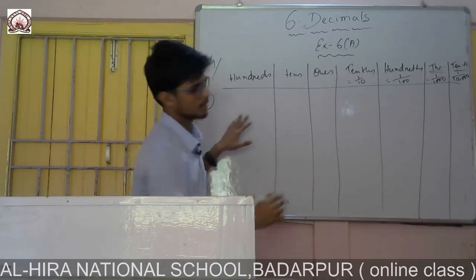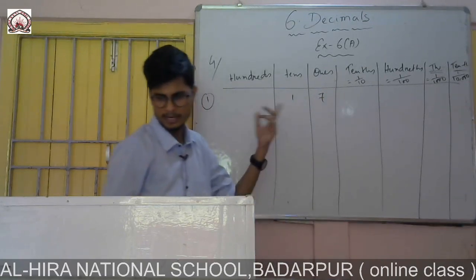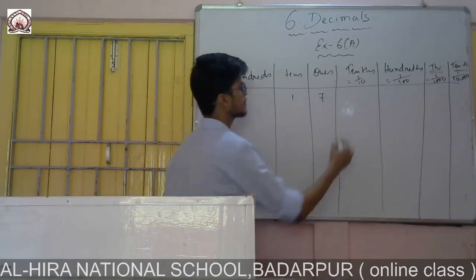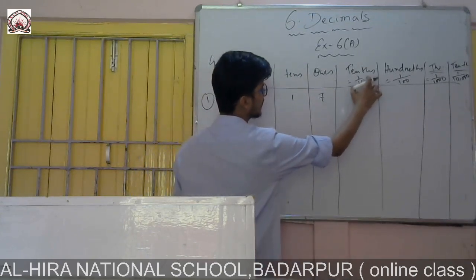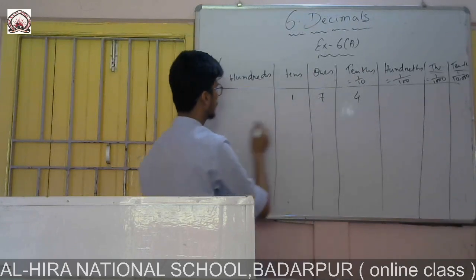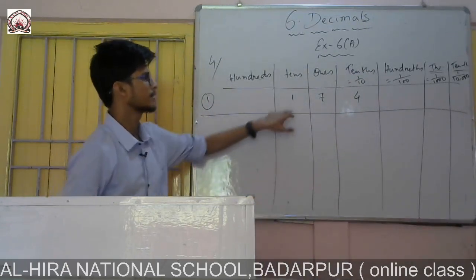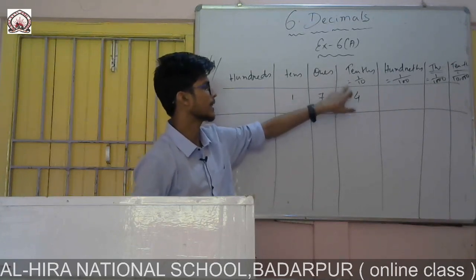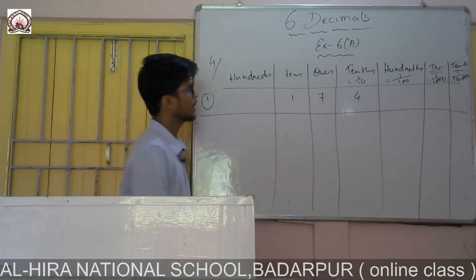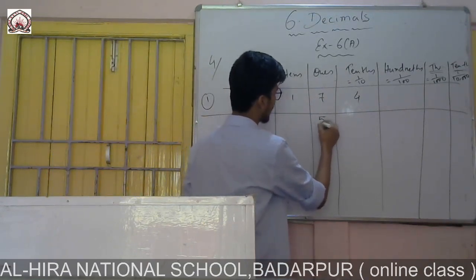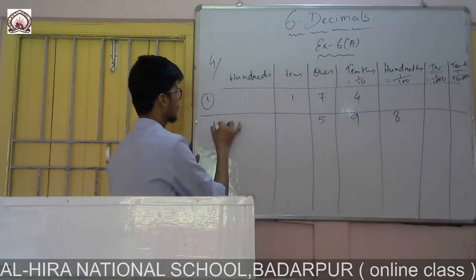Roman number 1 is given 17.4. That means 1 will be in tens place and 7 will be in ones place, and after the decimal it is 4. That means 4 by 10, it will be 0.4. Then 5.98, that means in ones place 5 will be there, in tenths place 9, and in hundredths place 8, so it is Roman number 2.